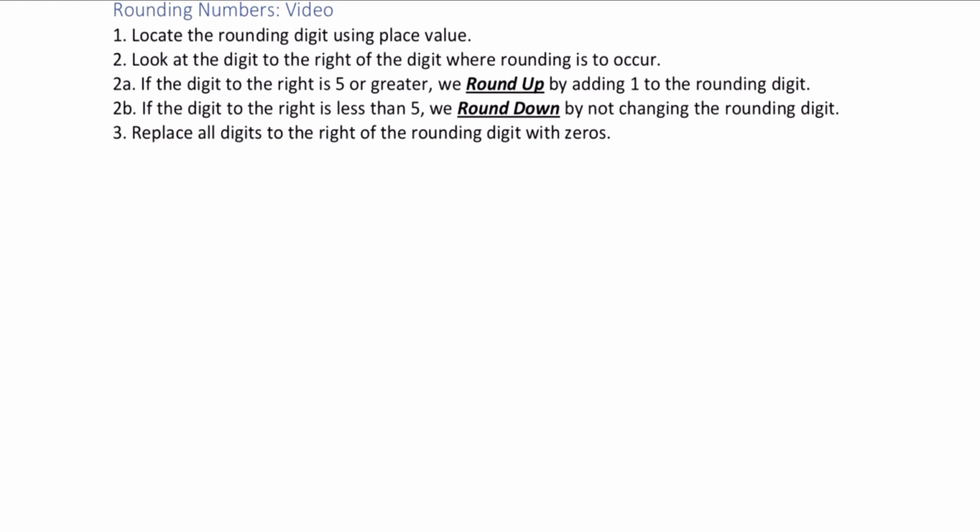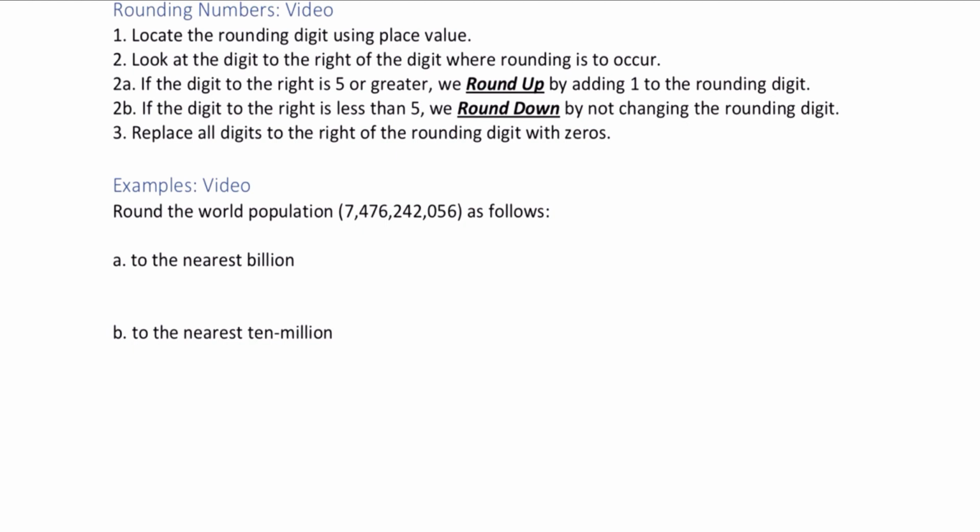If the digit to the right is 5 or greater, we round up by adding 1 to the rounding digit. If the digit to the right is less than 5, we round down by not changing the rounding digit. Finally, we replace all digits to the right of the rounding digit with zeros.